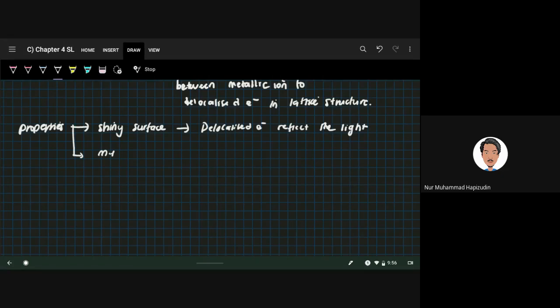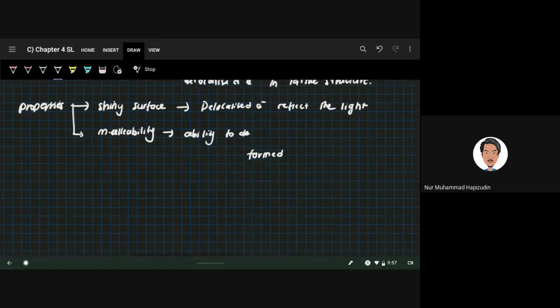Metallic bond. What properties? Malleability. What is malleability? Malleability, the ability to deform. Okay, kalau bahasa Melayunya mudah ditempa lah, malleability.